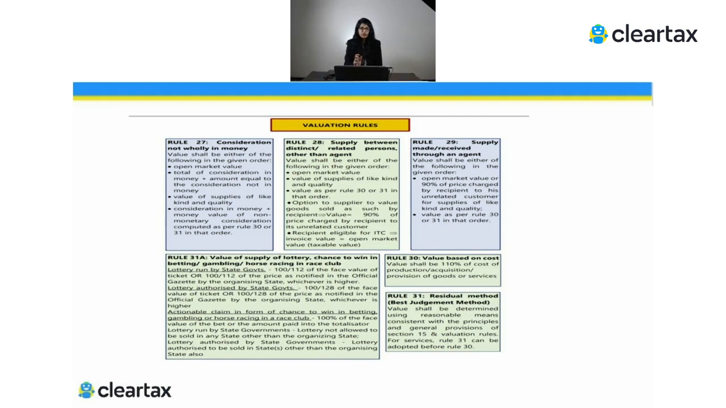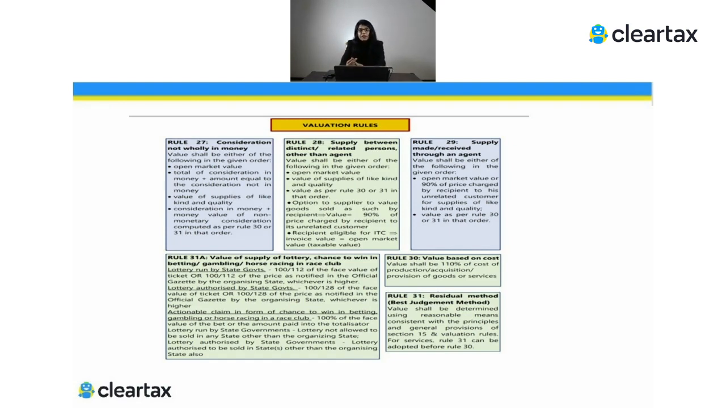So now we'll just go with the valuation rule, because the first point which we have covered was that the consideration was not only in money. So if the consideration is not only in money, which means there was something received in kind, or maybe I could have got something in exchange, that is also a supply, right? So here what will be the value? We have to again go one by one. So it should be in a sequence manner.